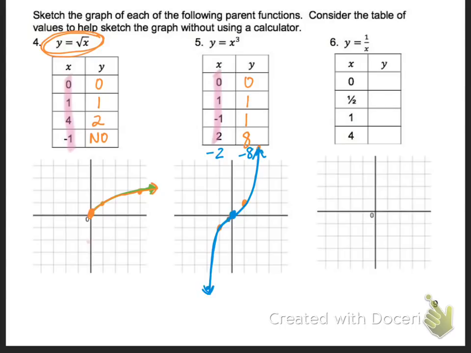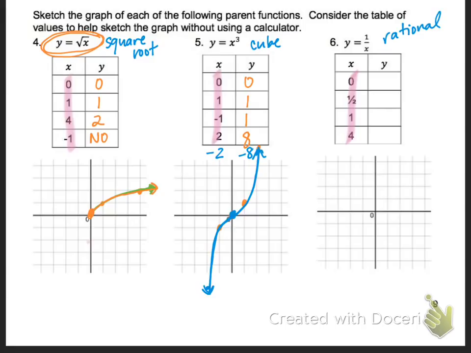Okay, try the last one. Plug these values in. This is called a rational. So if I were to label these: square root, cubic, and then rational. These are the parent functions of them. So go ahead and plug those numbers in, and then I want you to try and graph these.